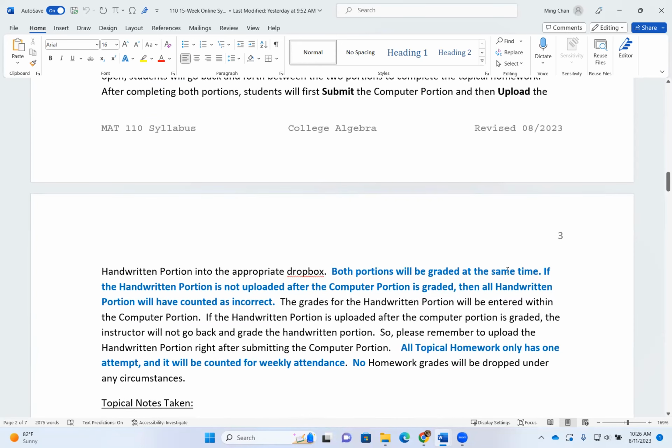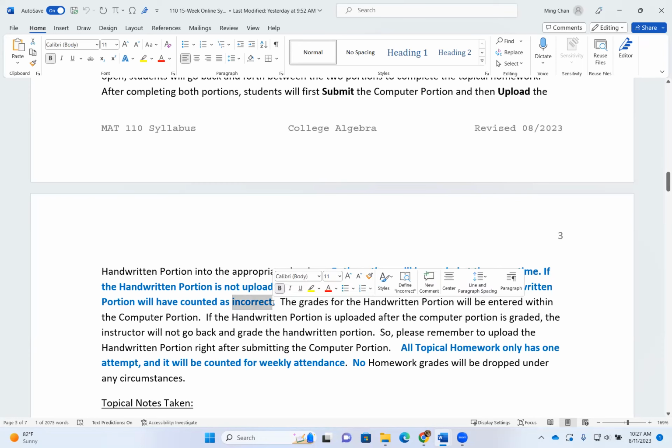A lot of students will submit the computer portion but not upload the handwritten portion. And when I'm grading your homework, if both portions are not in there, then we have a problem here. If the handwritten portion is not uploaded after the computer portion is graded, then all the handwritten portion, however many points it is worth, will be counted as incorrect.